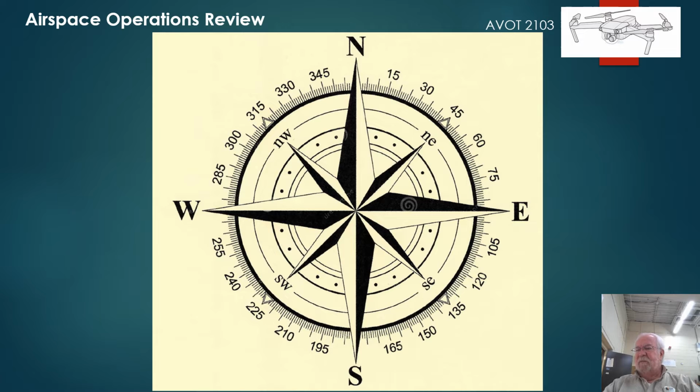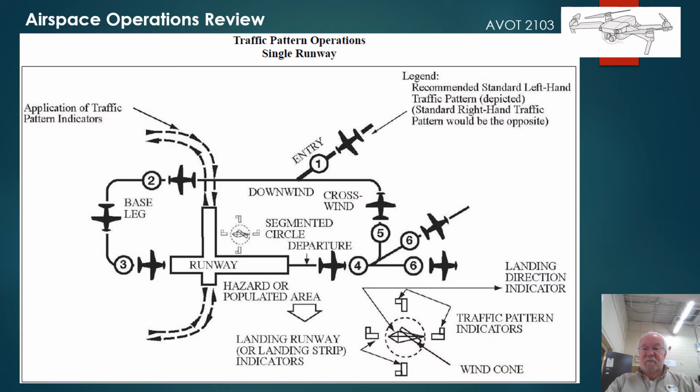Another example would be, you are flying your drone north of the airport and you hear a manned aircraft report left downwind for runway number 9. They're asking the question: is that aircraft going to come close to your location? So know the compass, sort of understand how that works, but also know what traffic patterns are like.